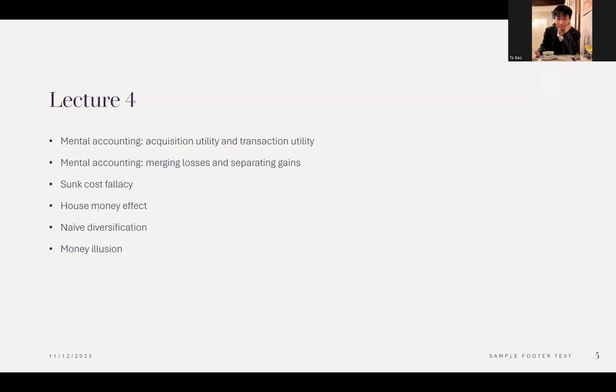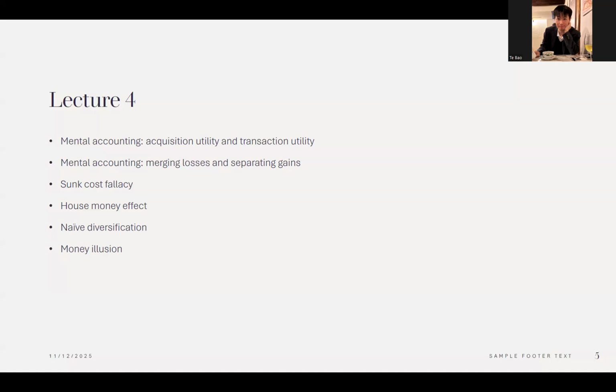And then we have naive diversification, a very simple thing. People tend not to pay attention to what is in the options, but simply apply a 1 over n rule over the n options they have. And sometimes it's irrational. That's naive diversification.